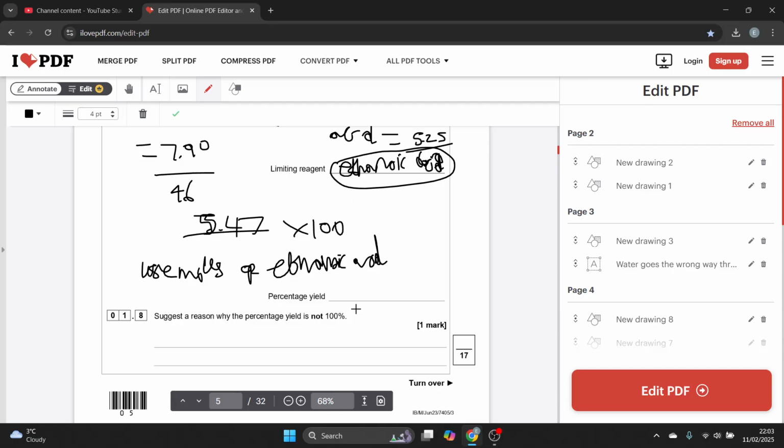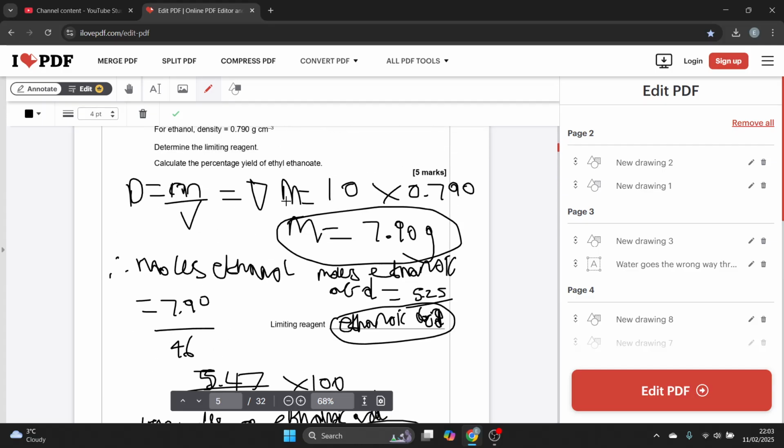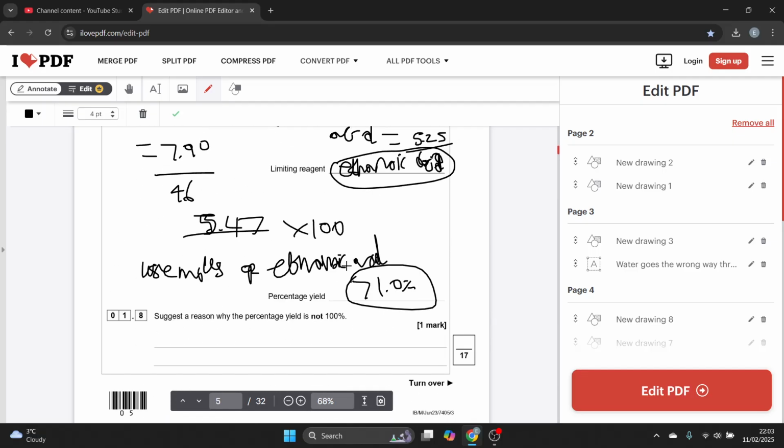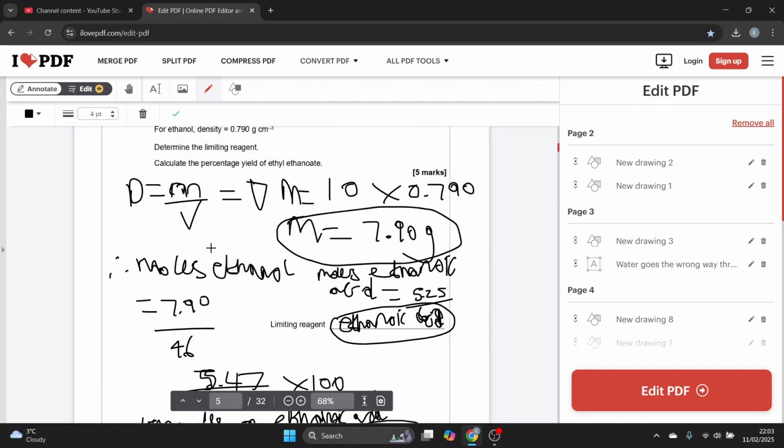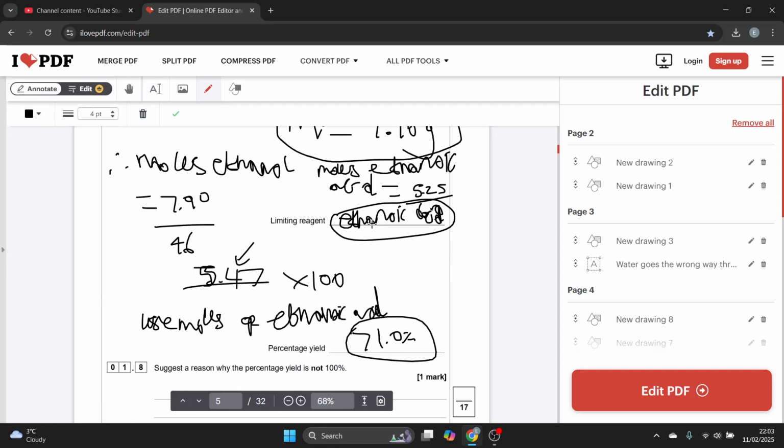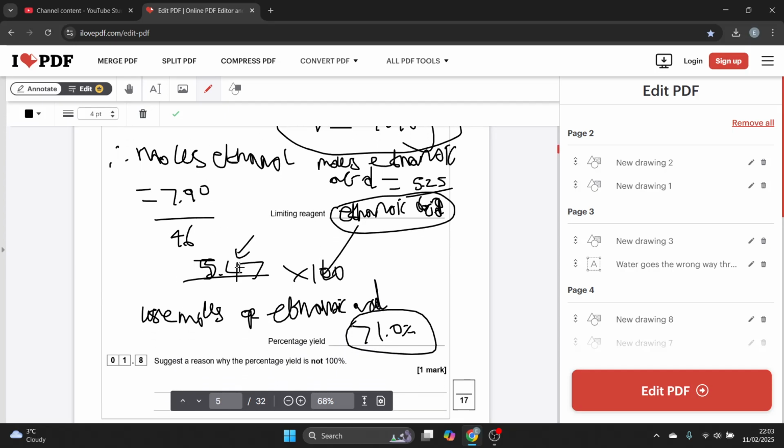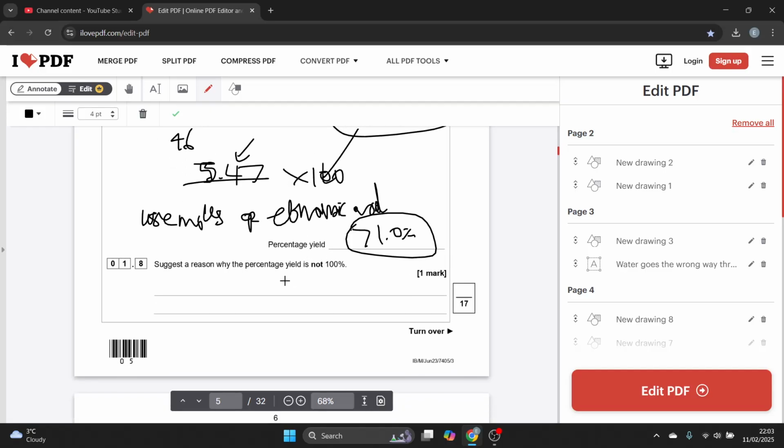So I use the moles of ethanoic acid, 0.0875, times by 88, which is 7.7. Then 5.47 divided by my answer, times by 100, and I get 71.0%. So first thing you do: density, mass, volume, find out mass, find out moles, which one's the limiting reagent, the one with fewer moles. Then to find the percentage yield, you use the ethanoic acid moles times the Mr, and you get 71.0%.